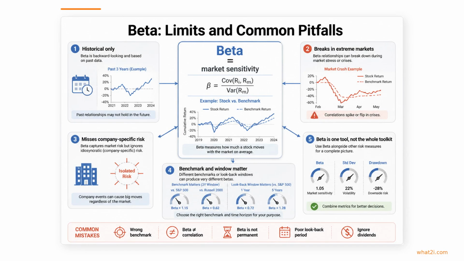Beta is useful, but it definitely has limits. It depends on past data, can behave differently in extreme markets, and it misses company-specific risk. So your benchmark choice and time window matter a lot. That's why investors usually pair beta with other measures like standard deviation and drawdown instead of relying on it alone.